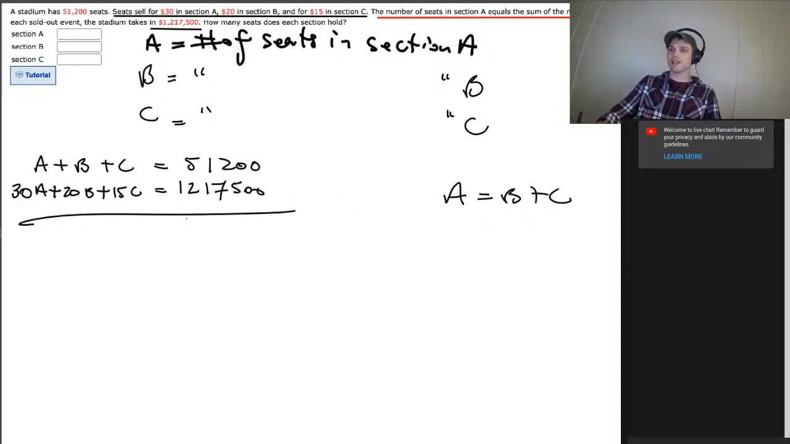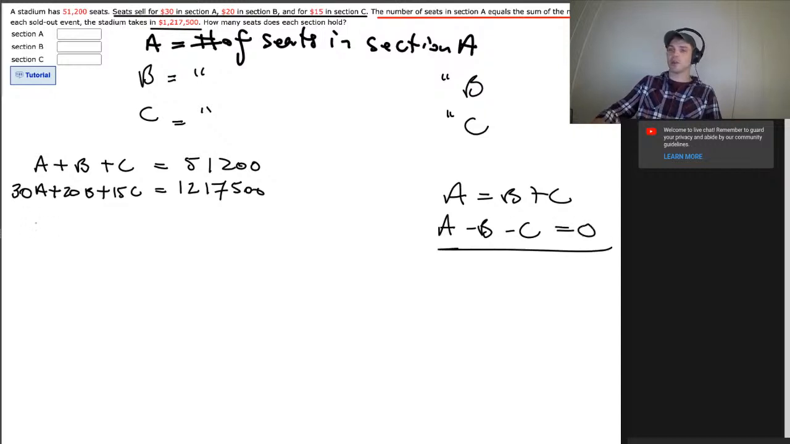But that's not in standard form, where the variables are all on the left and the constants are on the right like the other equations are. So I want to just subtract B and C from both sides and get that into standard form. Okay, so this is the equation that I'm going to use. A minus B minus C equals 0. And now you can see I actually have a matrix. This is what I'm looking for.